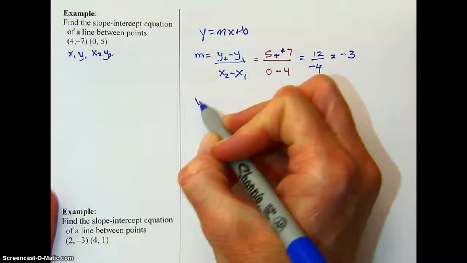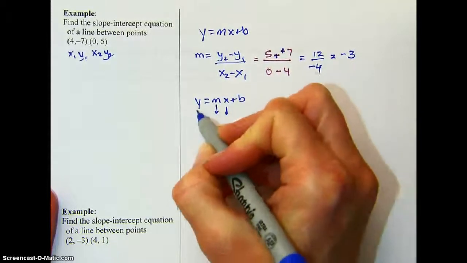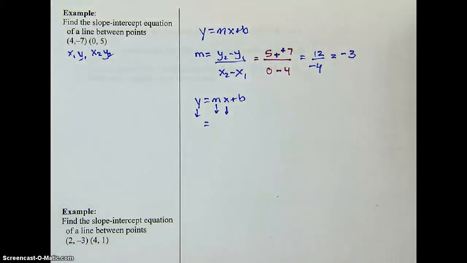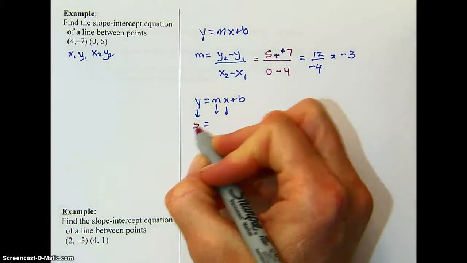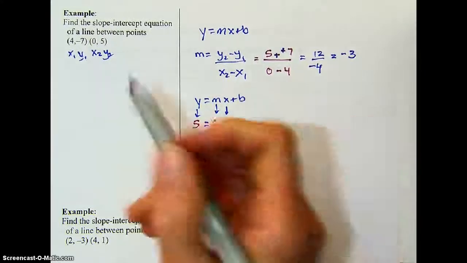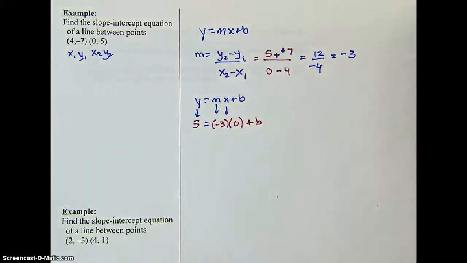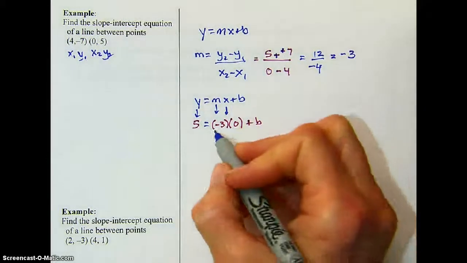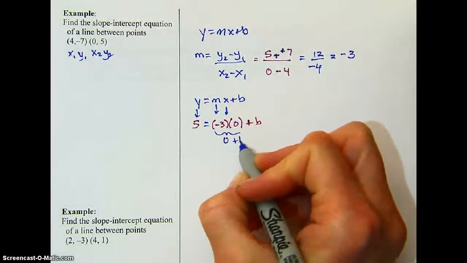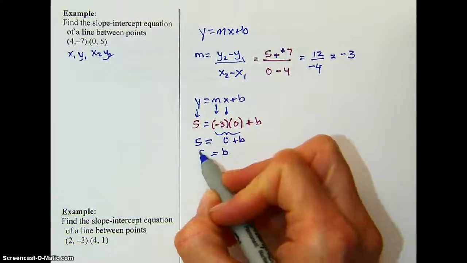So we're going to go y equals mx plus b, and we're going to substitute in everything we have. Okay, so let's see. We have a y, and that's 5. We have a slope, which we said was negative 3. We have an x this time, which is 0. And there we go. We plug it in here to see what it is. Oh, see how nice this is? Because 0 times anything is just 0. Plus b is just b. So now we know that b is equal to 5.